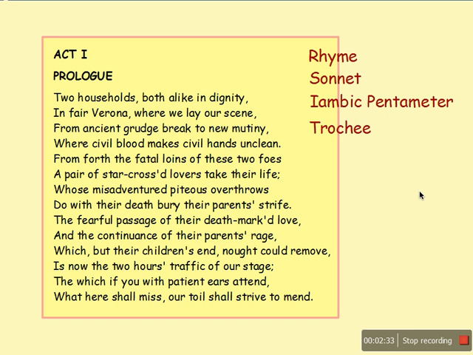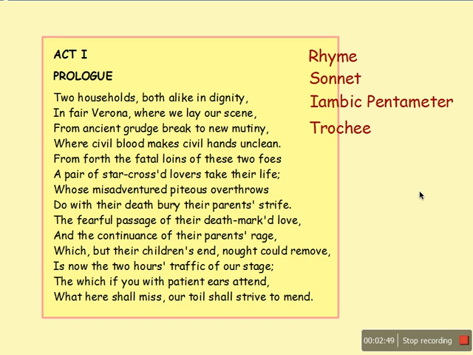This is necessary when we're analysing methods, for us to be able to comment on it, as long as we can say how it helps contribute to the overall message of the play.